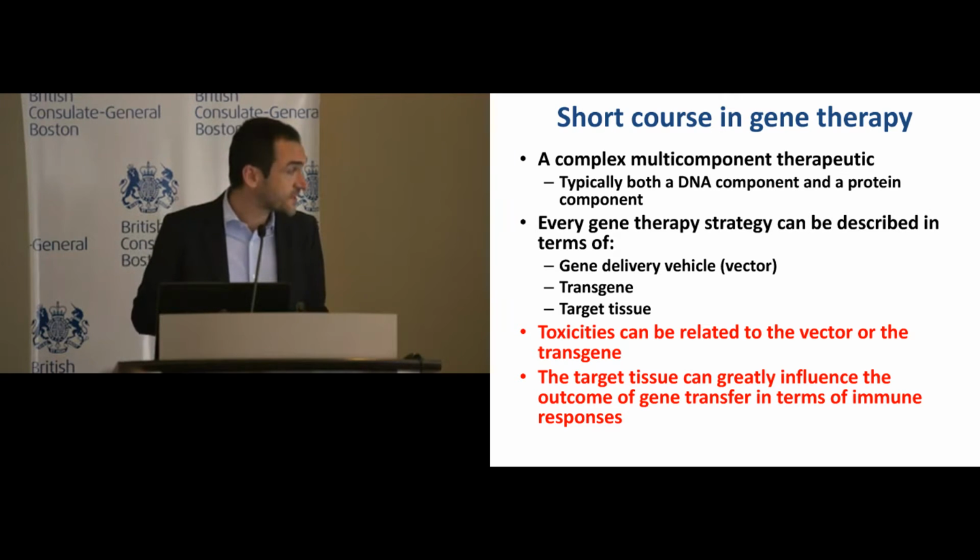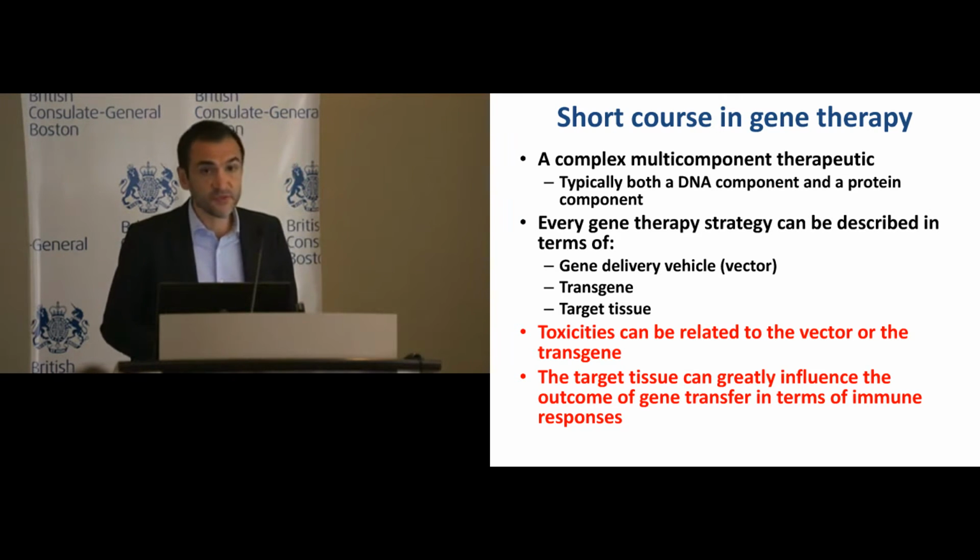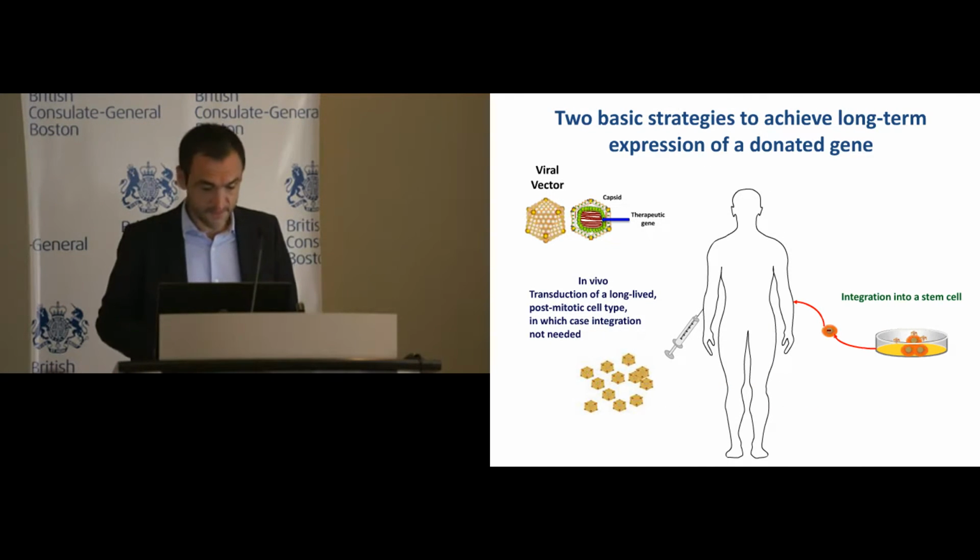The toxicities can be related to both the vector and the transgene. I'll show you some data mainly focusing on the vector. And finally, the target tissue can greatly act as a determinant of the outcome of gene transfer in terms of immunogenicity.